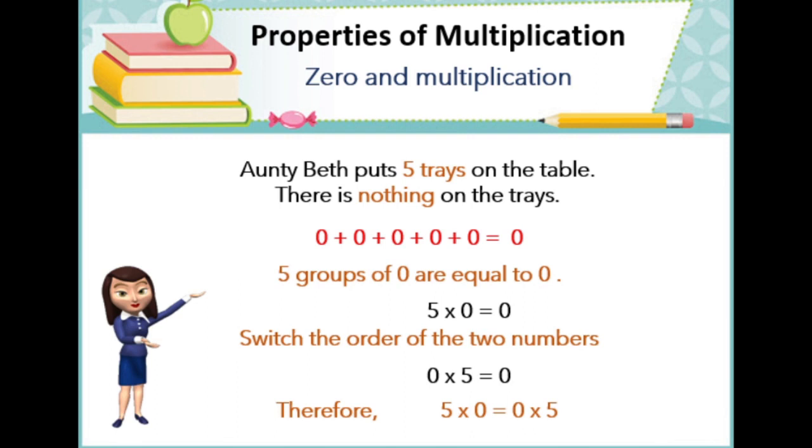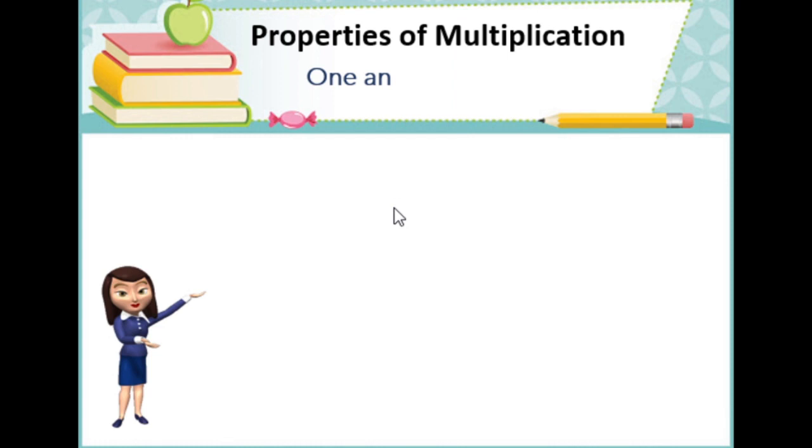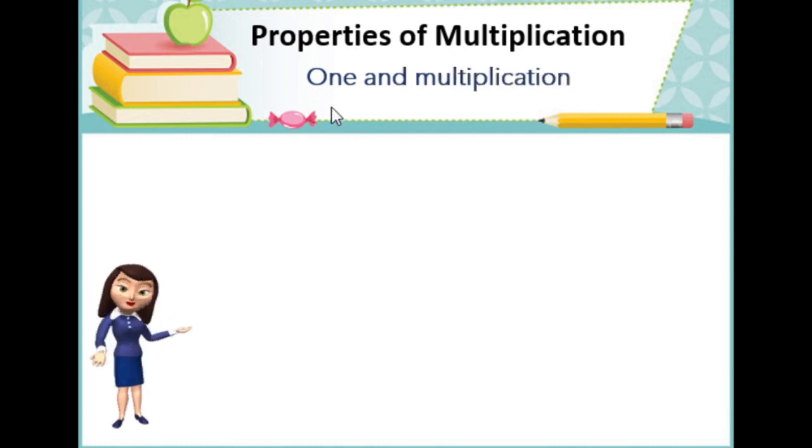Do you understand? Okay, just simple. Any number multiplied with 0, your answer will always be 0. Okay? Very good. Next. Another property is 1 and multiplication.